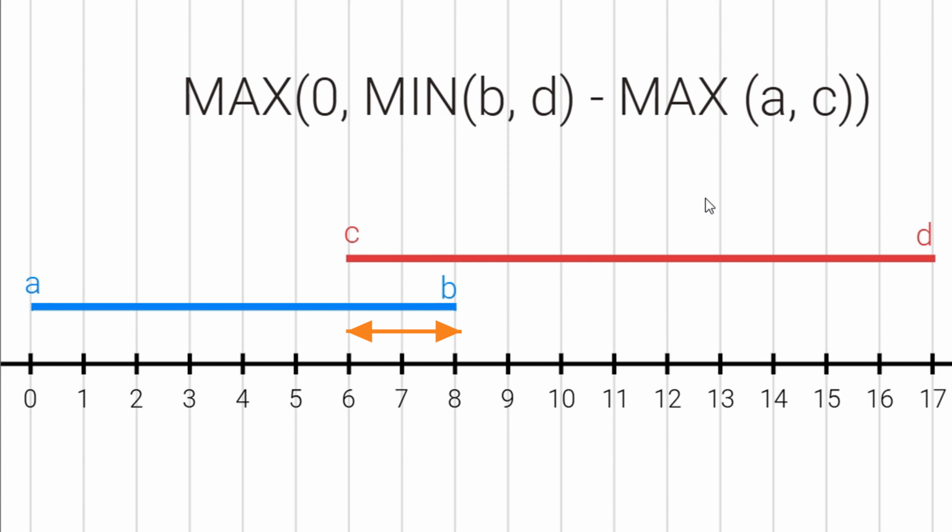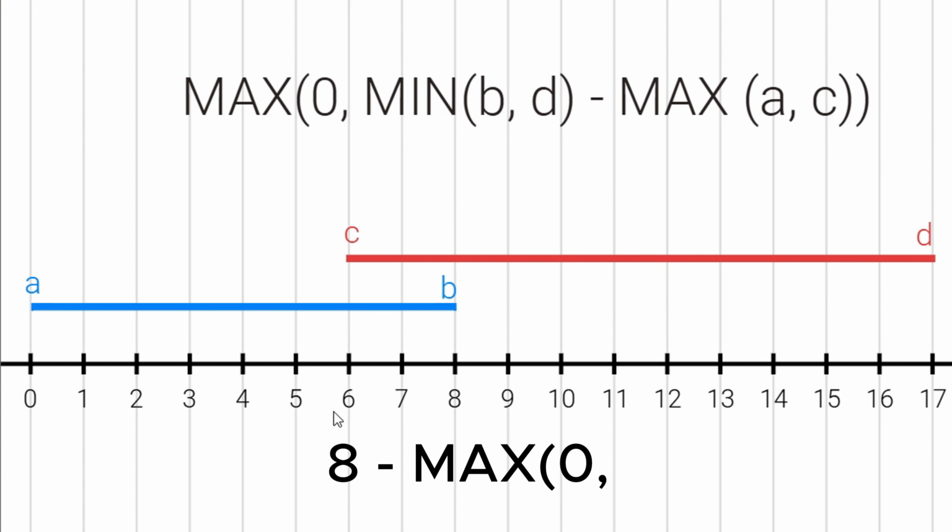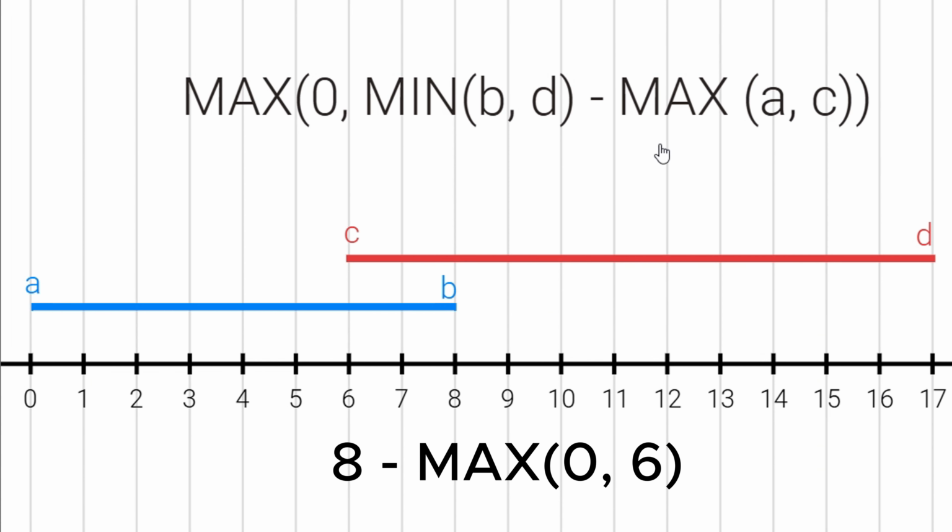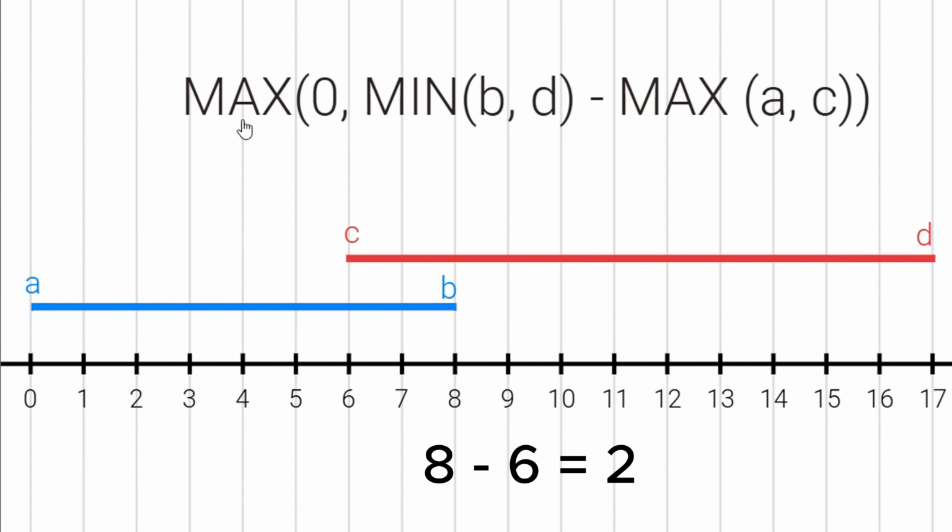Don't believe me? Let's test it out. We can start by substituting B for 8, D for 17, A for 0, and C for 6. Now, the reason we have this max between 0 and the result of this is because if the result of this is negative, then that would mean that they are not intersecting, which means that the intersecting area is 0.